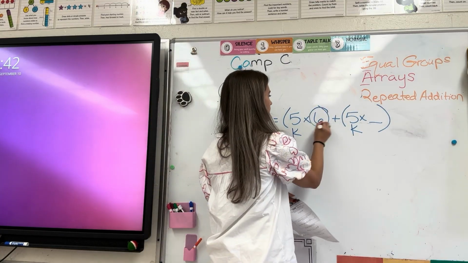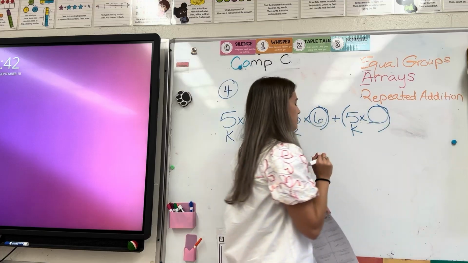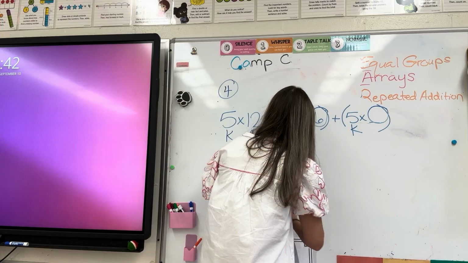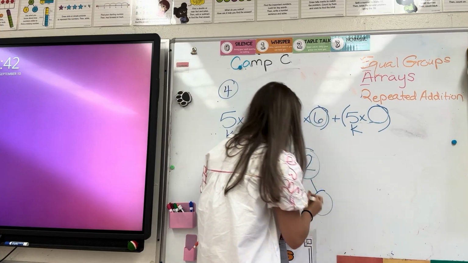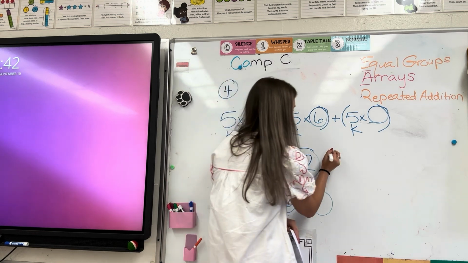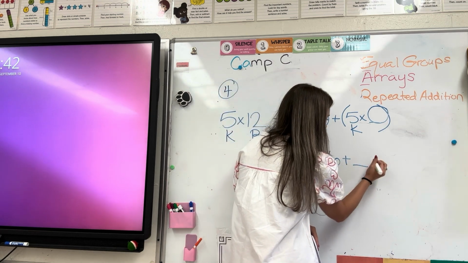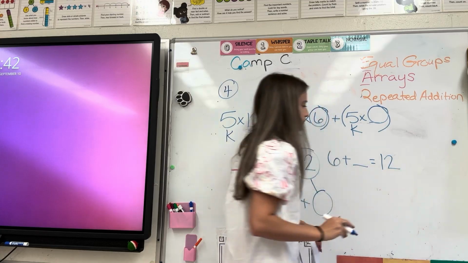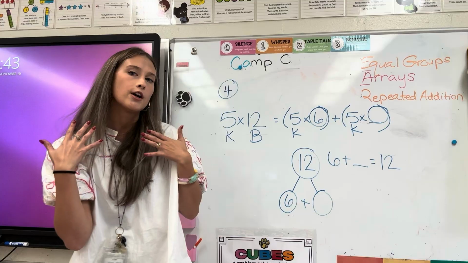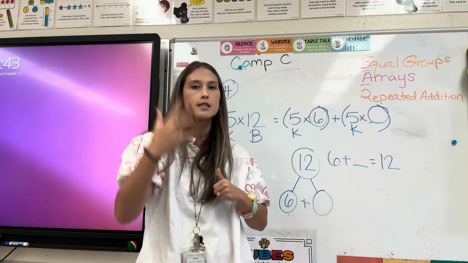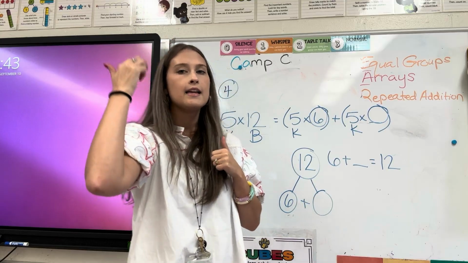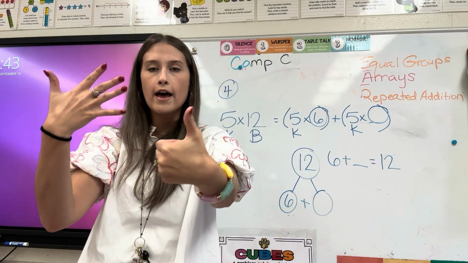We broke up our 12 into 6 and another number. So we have 12. We broke it up into 6. 6 plus what equals 12? That's the same thing if you need to see it another way. If you don't know, grab your 6 and count up. If you can't do it in your head, count it with your fingers. Do it with me. 6, 7, 8, 9, 10, 11, 12.